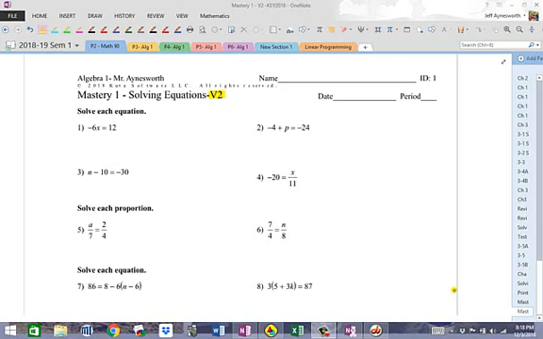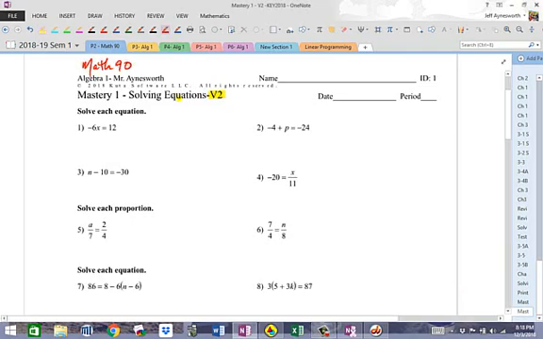Hey everybody, this is Mr. Ainsworth. We're going to get into Mastery 1, solving equations here in Math 90. All right, elementary algebra, here we go.